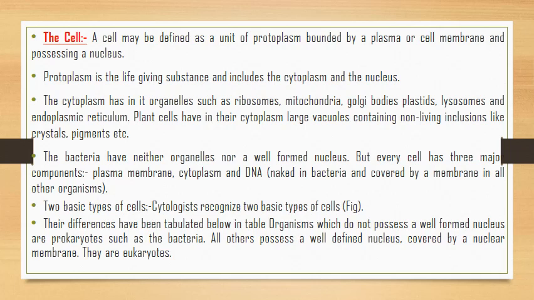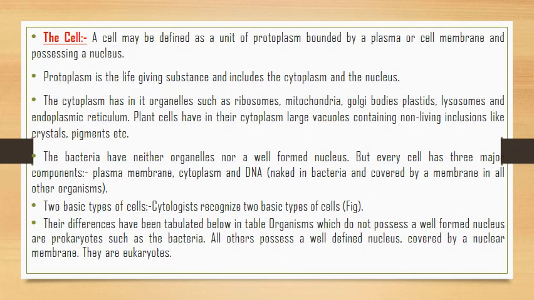The cytoplasm has in it organelles such as ribosomes, mitochondria, Golgi bodies, plastids, lysosomes and endoplasmic reticulum. Plant cells have in their cytoplasm large vacuoles containing non-living inclusions like crystals, pigments, etc. The bacteria have neither organelles nor a well-formed nucleus, but every cell has three major components: plasma membrane, cytoplasm and DNA.